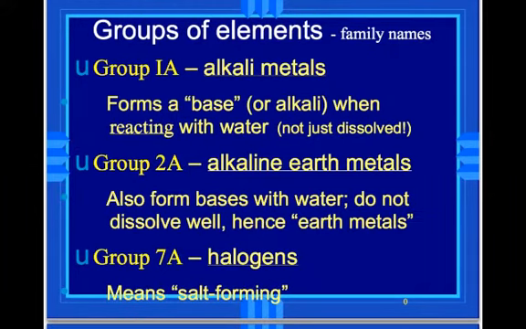Now let's get more specifically talking about groups of elements, or sometimes they're referred to as their family names. The first one, you're going to see at the top of the column that there's this Roman numeral, and it says Roman numeral A, and this group is referred to as the alkali metals. These form a base or alkali when reacting with water, so they just don't dissolve, they have a reaction. Group 2A are considered the alkali earth metals. They also form bases with water, but they do not dissolve well, and they're called earth metals.